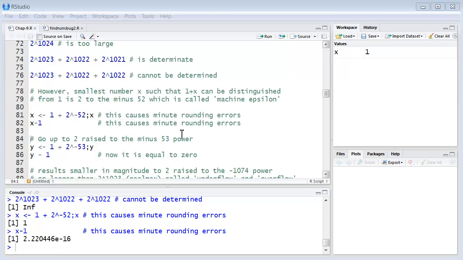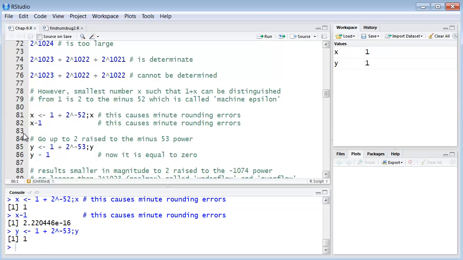Let's continue this. So here we go beyond the smallest possible positive number that can be distinguished from 1. We'll raise it one more power. So we'll say y will be 1 plus 2 to the minus 53rd power. Okay, what happens when we do that? Well, when we do that, we again get the value of 1 for y, which is the same thing that we got right here.